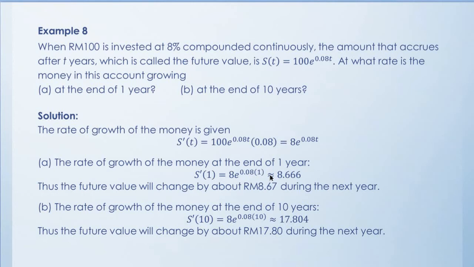Therefore, the future value will change by about 8.67 ringgit during the next year. I repeat, the conclusion is important because this is an application question, so you have to give the SI unit. Therefore, in conclusion, the future value is 8.67 ringgit. While next, at the end of 10 years, we just substitute t equal to 10, then we get 17.804. Therefore, we can say that the future value is about 17 ringgit 80 cents.